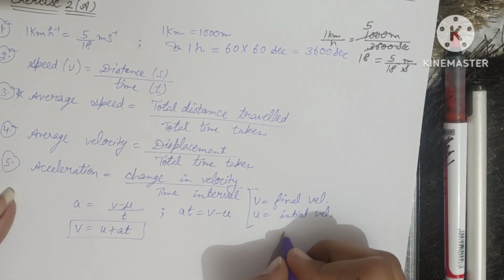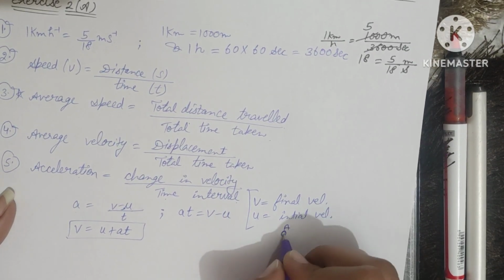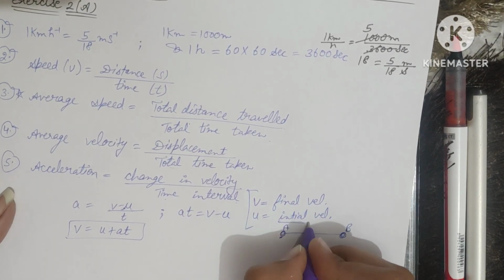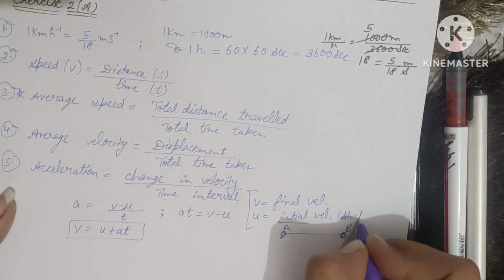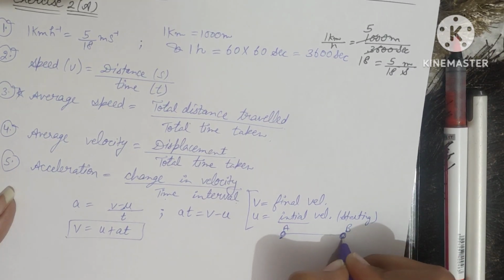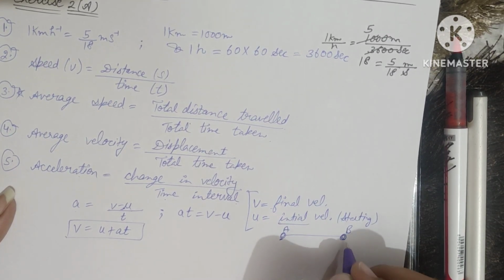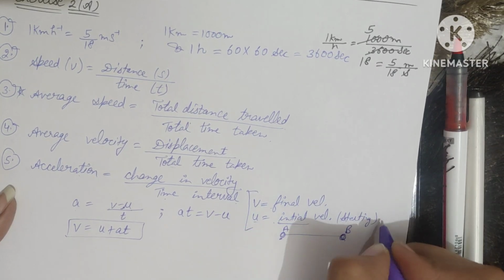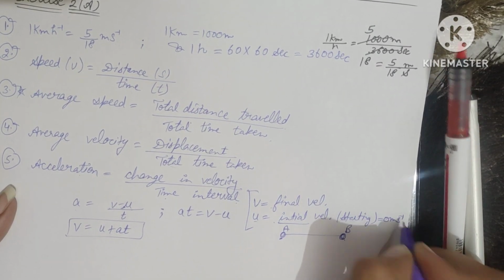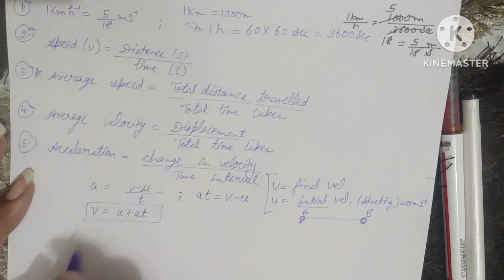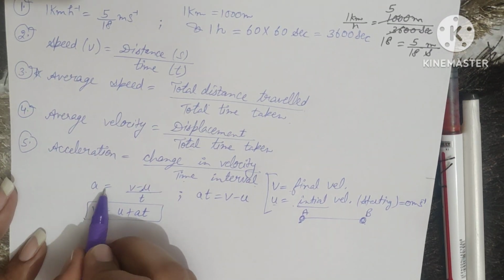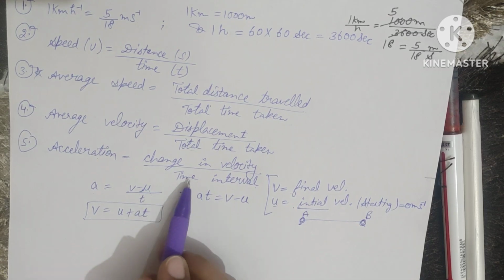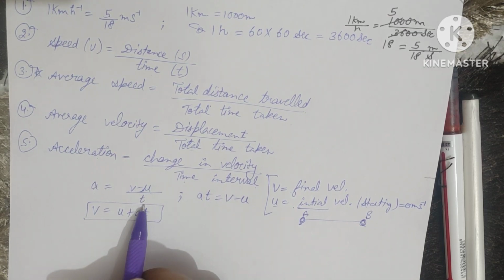For example, if there is a car moving from position A and reaching position B, the velocity at the point A is known as the initial velocity, its starting velocity at the starting point, and at B it is the final velocity. If the car is at rest at position A, it means the initial velocity is 0 meter per second. Next, we can write a is equal to change in velocity, meaning always final minus initial, divided by the time interval, which is represented by t.